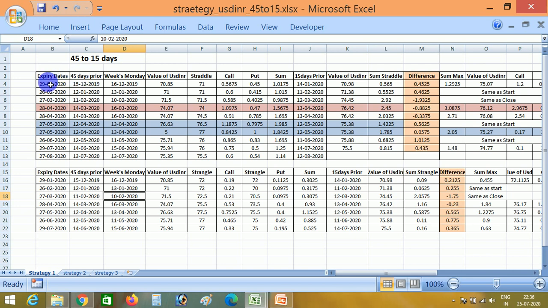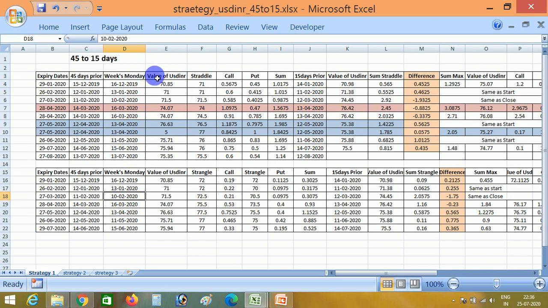For example, for expiry of 29th January, we will use this strategy 45 days prior, on every Monday of that period. The Monday around 15th December is going to be on 16th, so we deploy this strategy on 16th. Likewise for 27th August, 45 days prior is 13th. So 13th is Monday itself, so we can deploy this strategy on 13th.